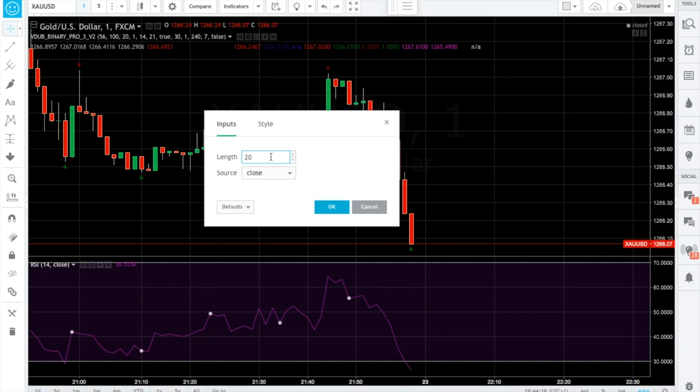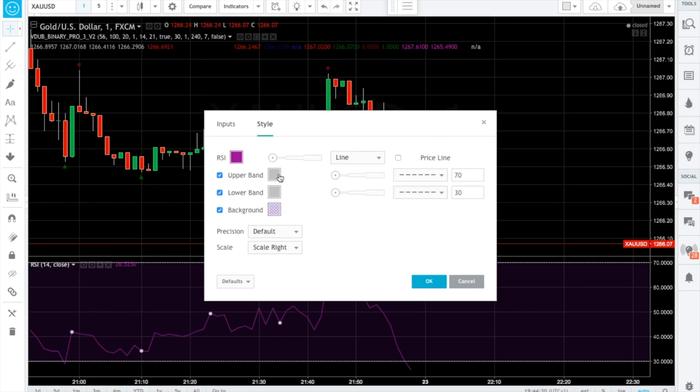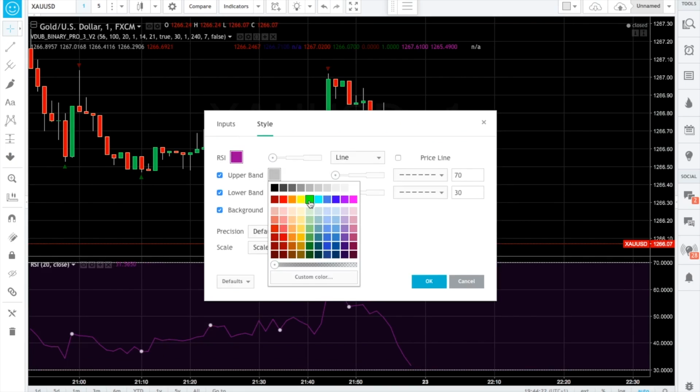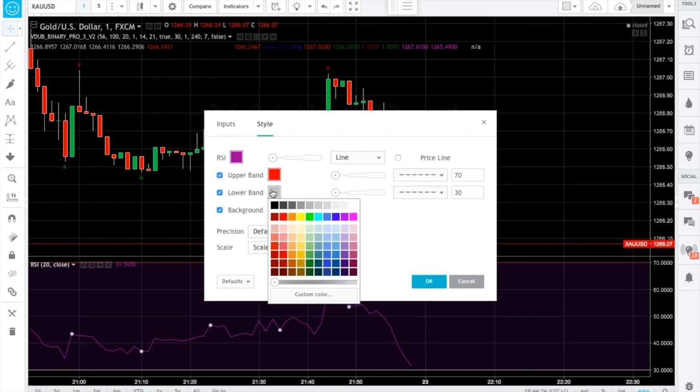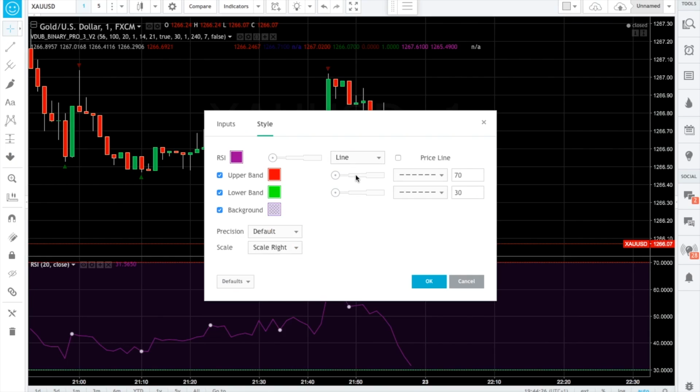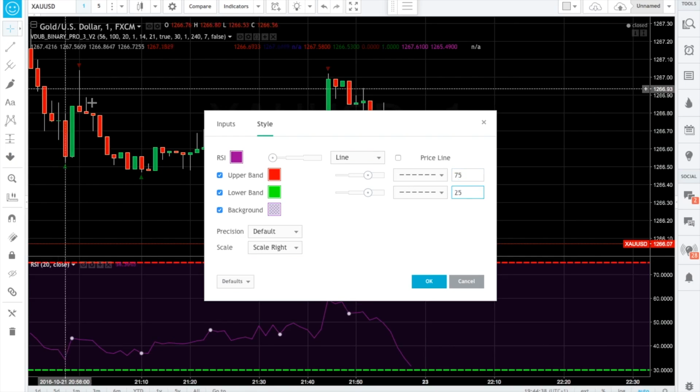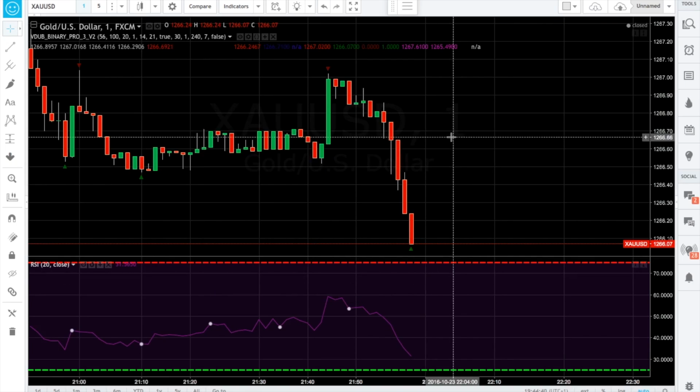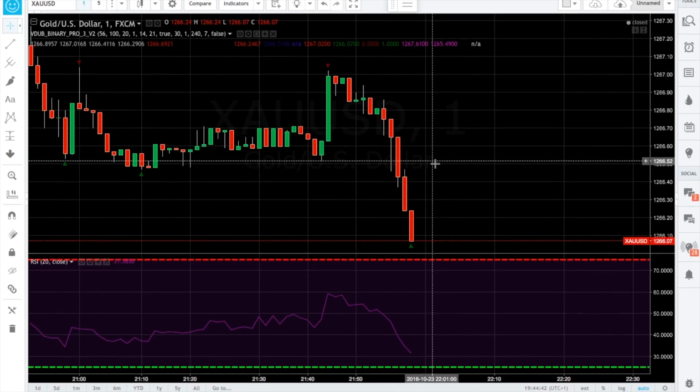So we take the last 20, we then go to style. Upper band we want to set to red because that's our sell, lower band will be green, that's our buy. We want to set the setting on the lines to 1, 2, 3, same again 1, 2, 3, and the price line we change to 75, 25. I hope you guys are still following me. I hope you're still with me on this one.